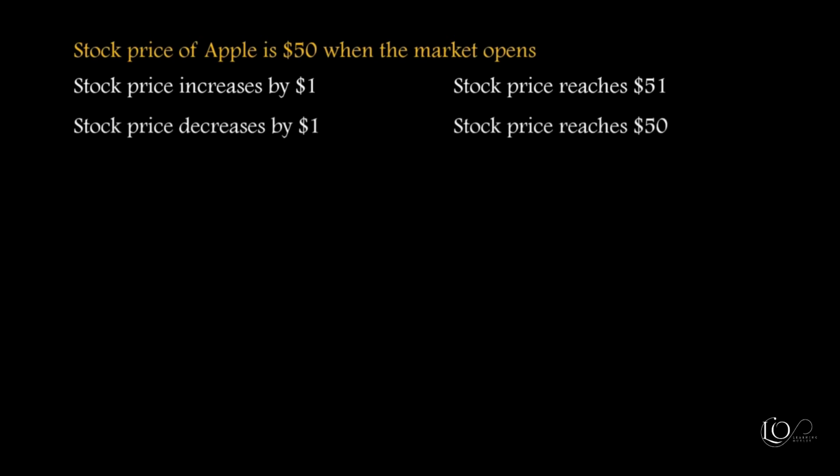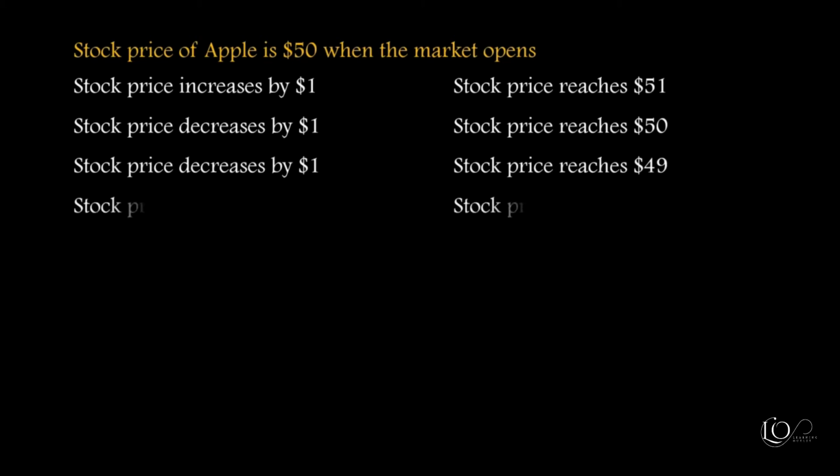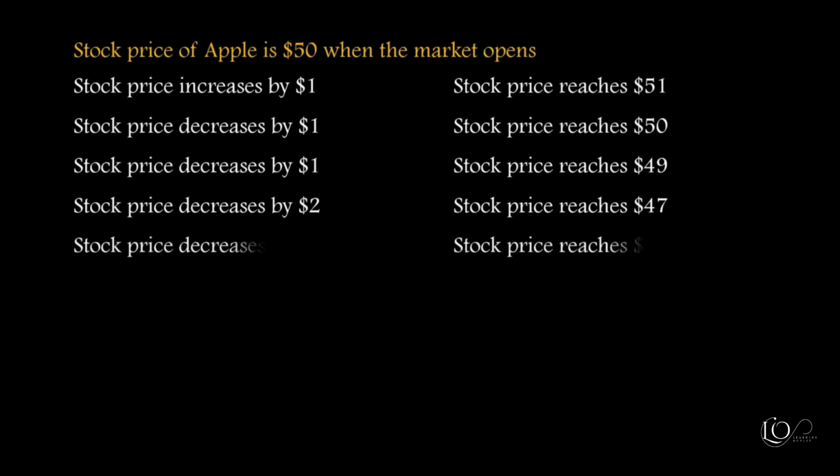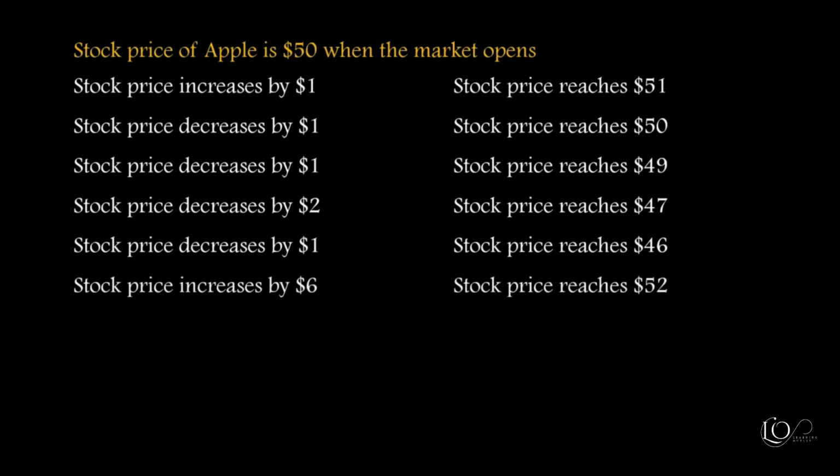A little later in the day, it decreases by $1, and so it's trading at $50. It decreases again by $1, so stock price reaches 49. Decreases again by $2, and so the stock price is trading at 47. Decreases again by $1, and so it's trading at 46. And then there's a huge increase by $6, so the stock price jumps up from 46 all the way to 52. We have a decrease of $3, so it goes back down to 49.